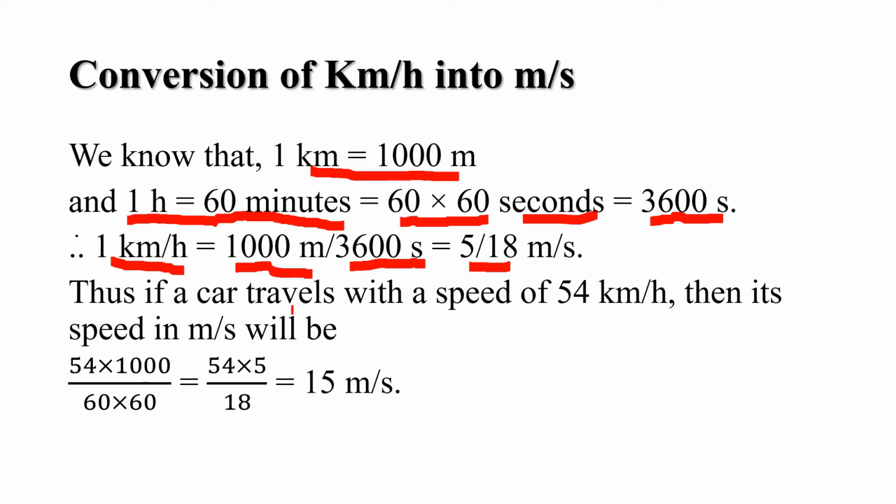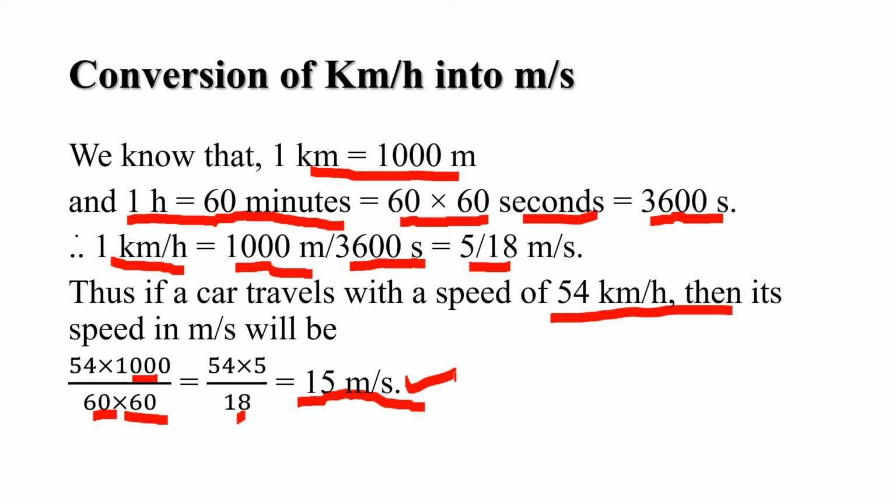Thus, if a car travels with a speed of 54 km per hour, then its speed in meter per second will be: the speed of the car is 54 km per hour, so we multiply 54 with 1000 upon 60 into 60 seconds. So this will be 54 multiplied by 5 upon 18, and this equals 15 meter per second. So if a car is traveling with a speed of 54 km per hour, its speed in meter per second will be 15 meter per second.